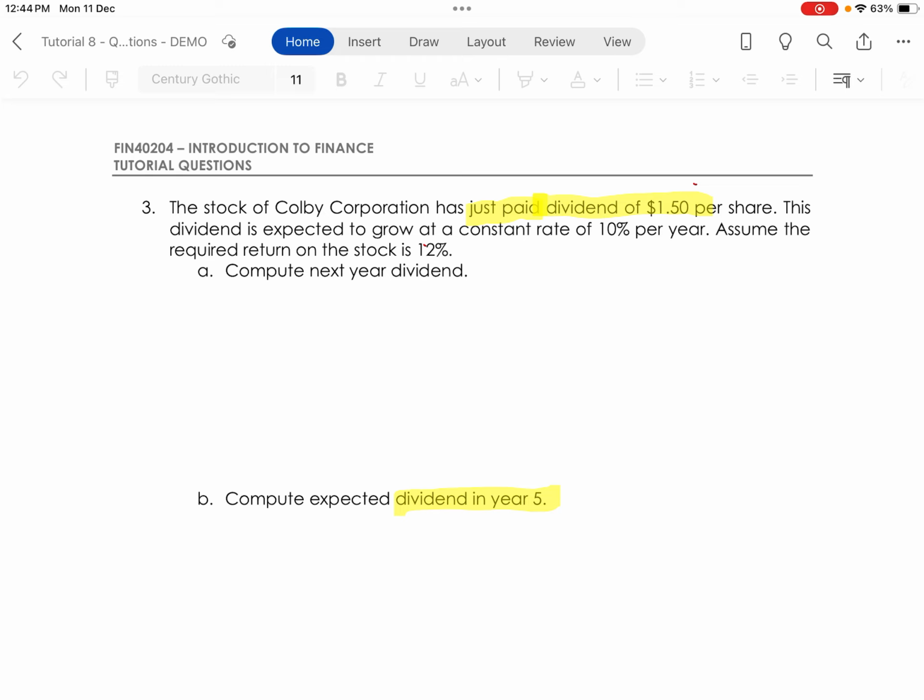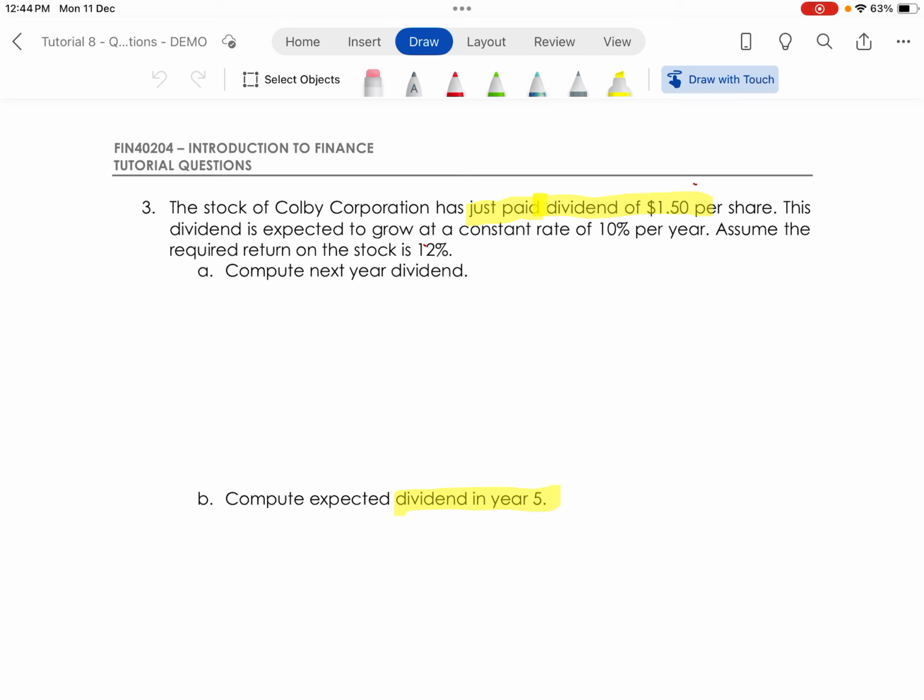Okay, hi. In this video, I will record and explain how to answer question number 3 for stock valuation. The stock of Colby Corporation has just paid a dividend of 1.50 per share. Remember, in this stock valuation topic, you will see two things: one is the dividend, and one is the share price that you need to calculate.